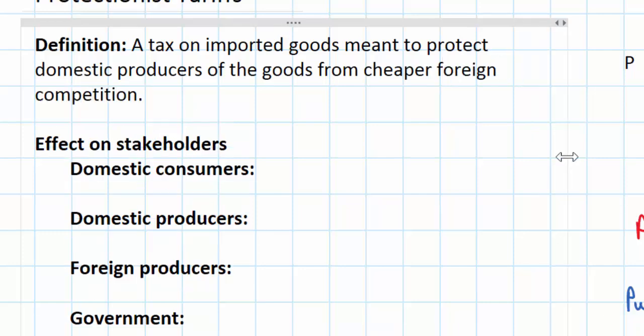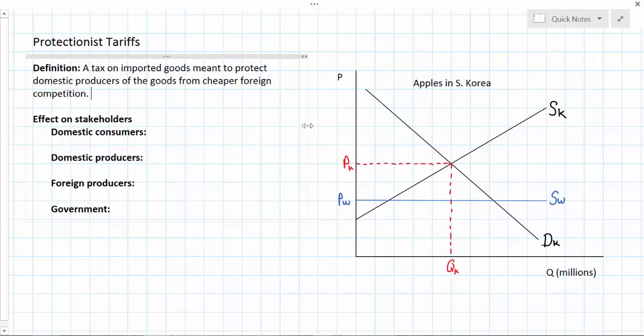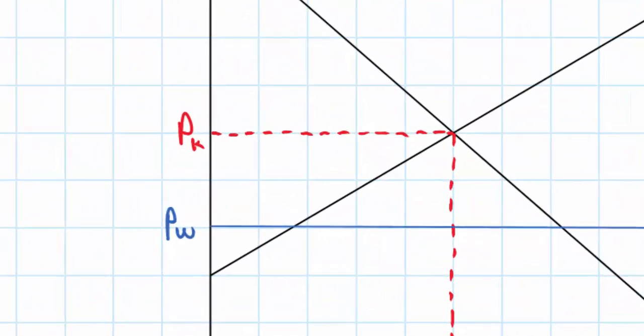For our graphical analysis of the effects of a tariff, we're going to continue with the example established in a previous lesson on the gains from international trade in a supply and demand diagram. In a previous lesson, we established that South Korea has a comparative disadvantage in the production of apples compared to the United States. We showed that if South Korea chose to trade with the United States, then it could import apples at a lower world price than it could have produced domestically. In our graph on the right here, we see that the domestic price of apples of PK is higher than the world price of apples established by America and other countries with comparative advantages in apple production.